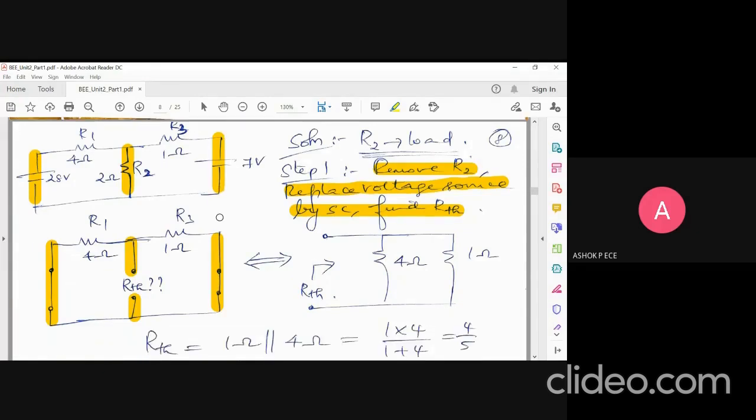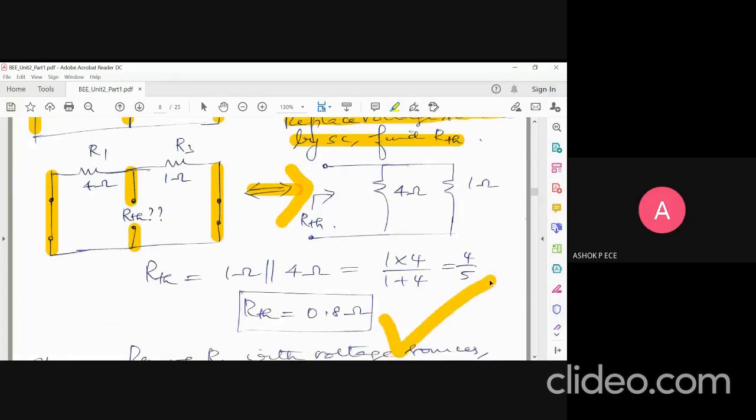What is the RTH now from the diagram? I have redrawn the diagram like this for understanding in a better way. R1 is connected between this point and ground. R3 is connected between this point and ground. So both are going to be parallel. Correct? So now what is RTH? 4 parallel to 1. Is that clear? So RTH is going to be 0.8 ohms.